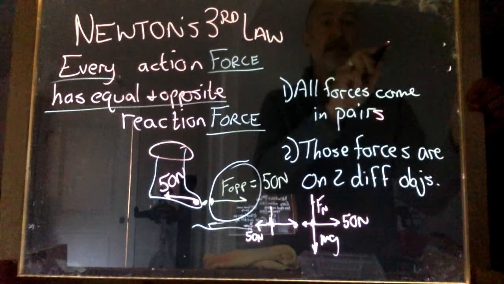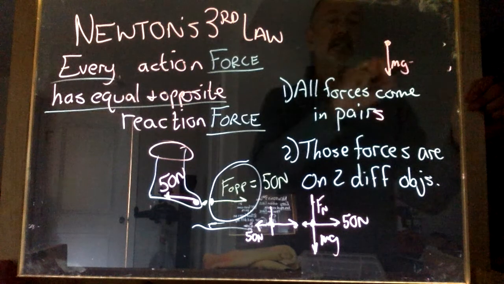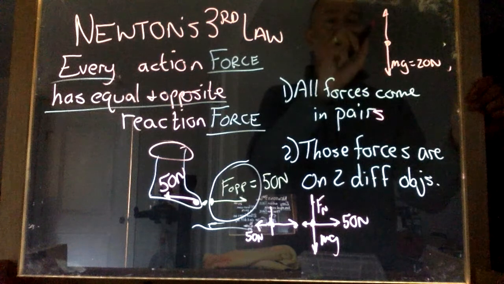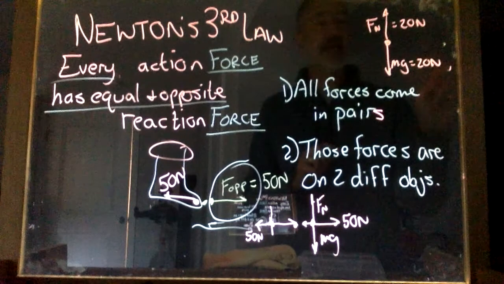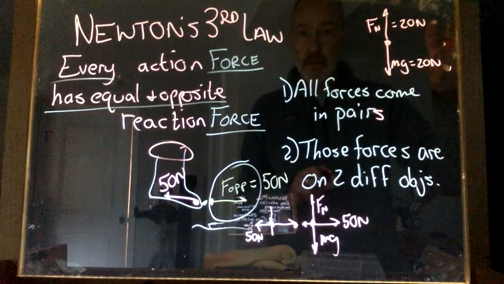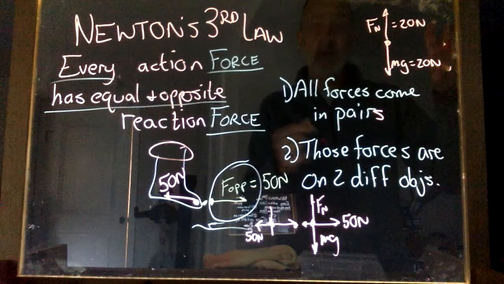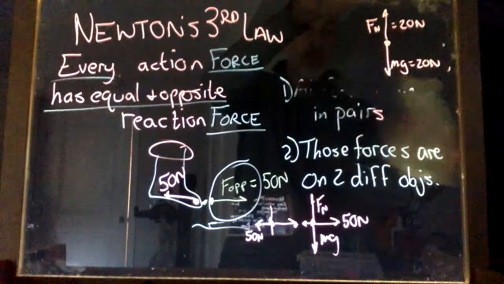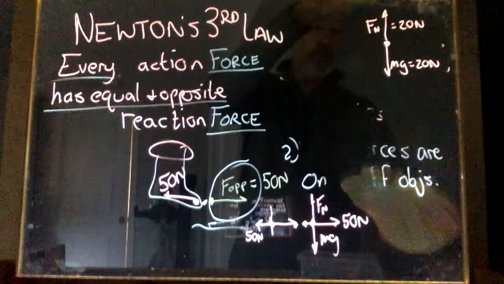So if I said here's a block sitting on a table, people go, normal force is 20 newtons. And they say, oh, that's the reaction force. It's not the reaction force. These two are equal, but they are not a Newton's third law pair. The Newton's third law pair, well, we can do it for any force. Any force, you should be able to say, what is the reaction force?